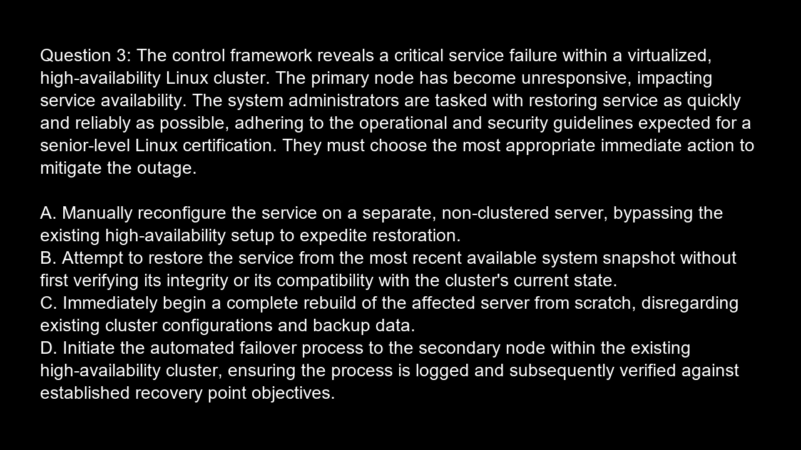Option A. Manually reconfigure the service on a separate, non-clustered server, bypassing the existing high-availability setup to expedite restoration. Option B. Attempt to restore the service from the most recent available system snapshot without first verifying its integrity or its compatibility with the cluster's current state. Option C. Immediately begin a complete rebuild of the affected server from scratch, disregarding existing cluster configurations and backup data. Option D. Initiate the automated failover process to the secondary node within the existing high-availability cluster, ensuring the process is logged and subsequently verified against established recovery point objectives.